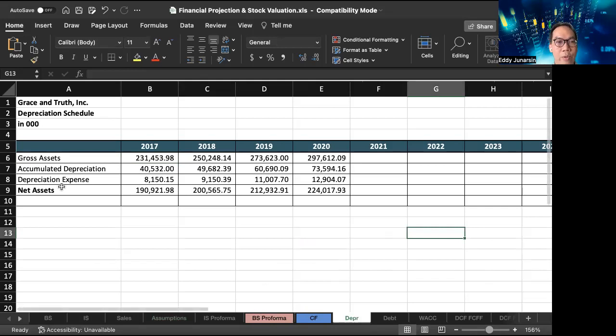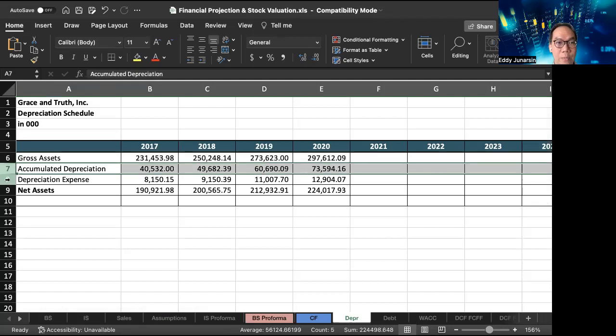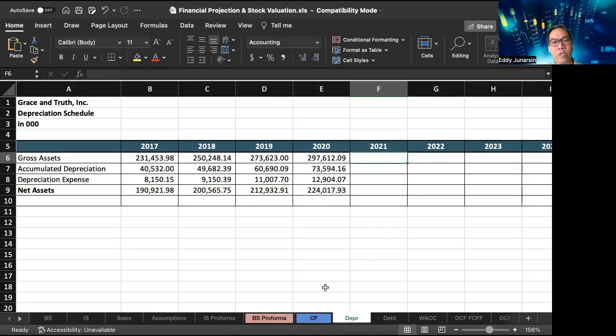In the depreciation sheet, we have information on gross assets, and then the depreciation expense for the last 4 years, and of course the accumulated depreciation and net assets. So let's imagine gross assets. What kind of growth rate will the company or the project have for the next 10 years? How they procure new assets or replace the old assets and so on.